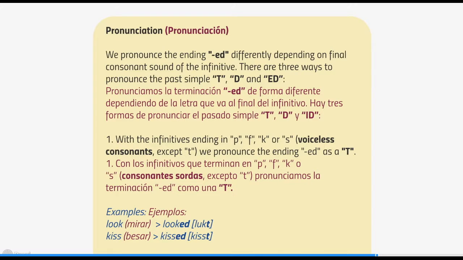Pronunciation. We pronounce the ending -ed differently depending on the final consonant sound of the infinitive. There are three ways to pronounce the past simple: t, d, and id. 1. With infinitives ending in p, f, k, or s, voiceless consonants except t, we pronounce the ending -ed as a t. Examples: look, looked; kiss, kissed.